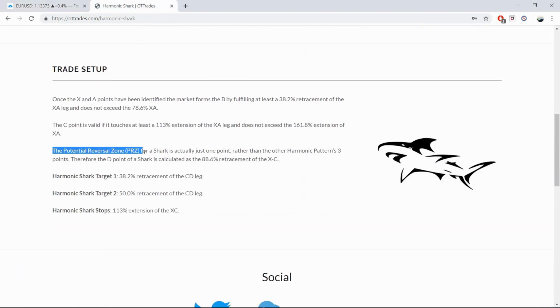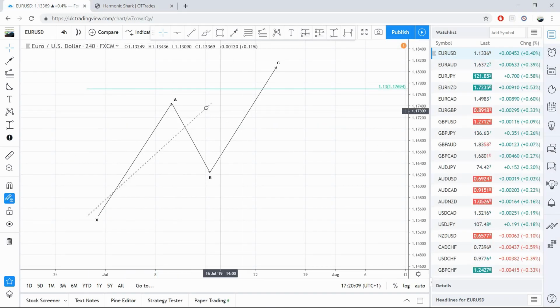Now finally, for the D point, it says potential reversal zone here. Unlike all of the other harmonic patterns, the shark pattern, the D point at least, acts more like an advanced pattern, but there's only one point. So this D point is quite simply the 886 retracement of X to C, rather than being formed of three Fibonacci retracement or extension levels creating our potential reversal zone. This is just a single D point, the 886 retracement of X to C.